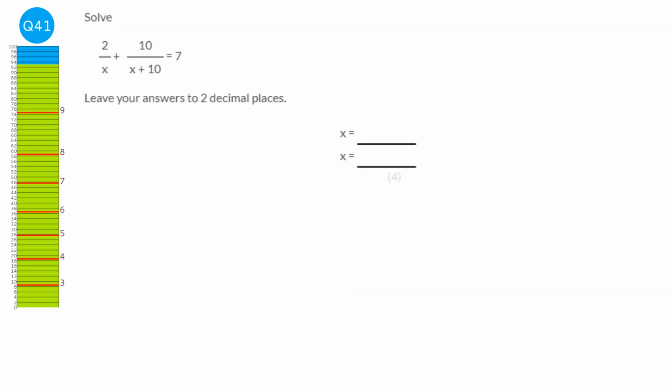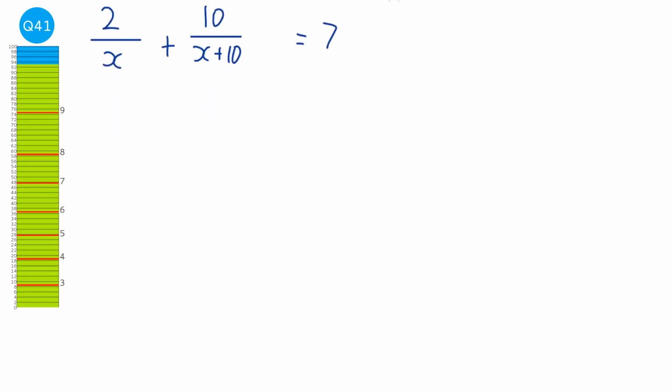As always with this type of question, we want to get rid of the fractions or brackets if we have any. Here we've got some fractions, so we're going to start by getting rid of them. I'm going to start by copying down the question, and I'm going to give plenty of space, because these kind of questions do get out of control quite quickly. And so we've got 2 over x plus 10 over x plus 10, and then we've got equals 7. So I'm just going to scroll down and give us lots and lots of space.